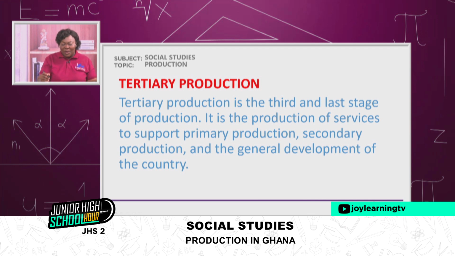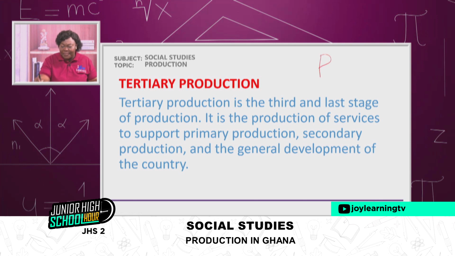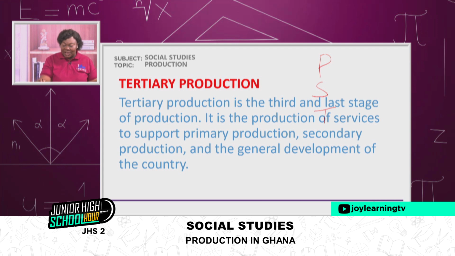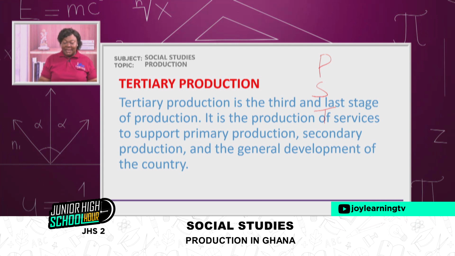Can we find some mnemonics for the three types? So we have P, S, and T, PST. That's the mnemonic we can get from it. Anytime you want to remember the types of production, you just remember PST, which is primary, secondary, and then what? Tertiary. So we say that is the last stage of production.